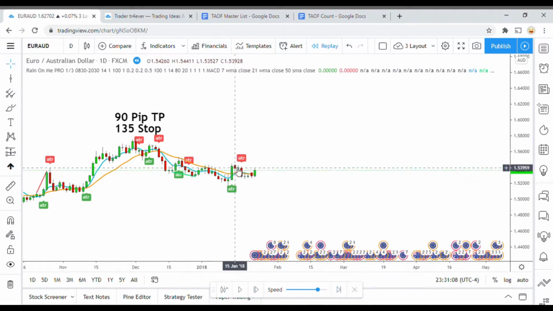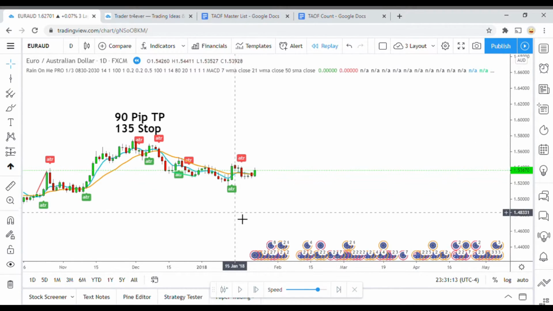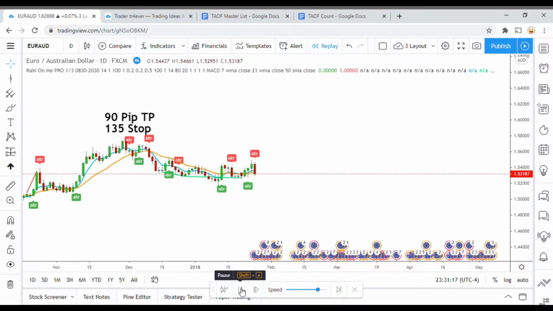Same thing with this one. We got a red ATR. The blue line was above the orange line. Not a valid signal. And so we will again continue on.